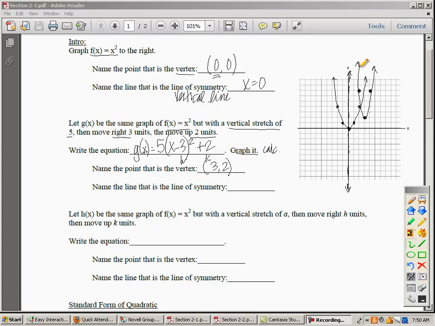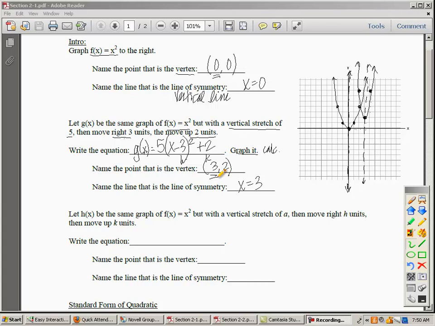Now, where is the line of symmetry? Again, the line of symmetry cuts my graph in half. What is the equation of this line? Well, it's x equals 1, 2, 3. Again, I'm going to revert back to the fact it's always the x coordinate of my vertex. Okay? We're going to talk in general terms.